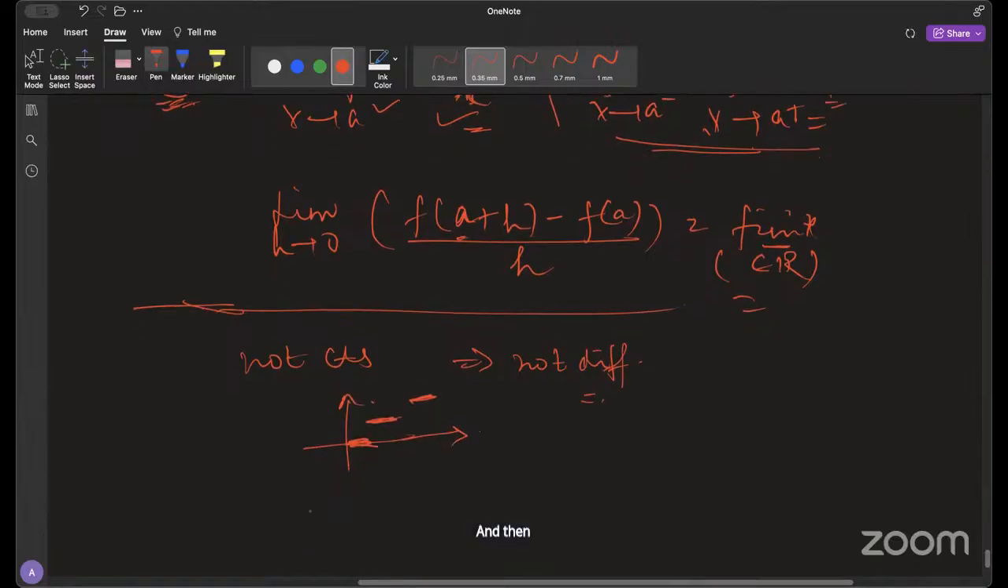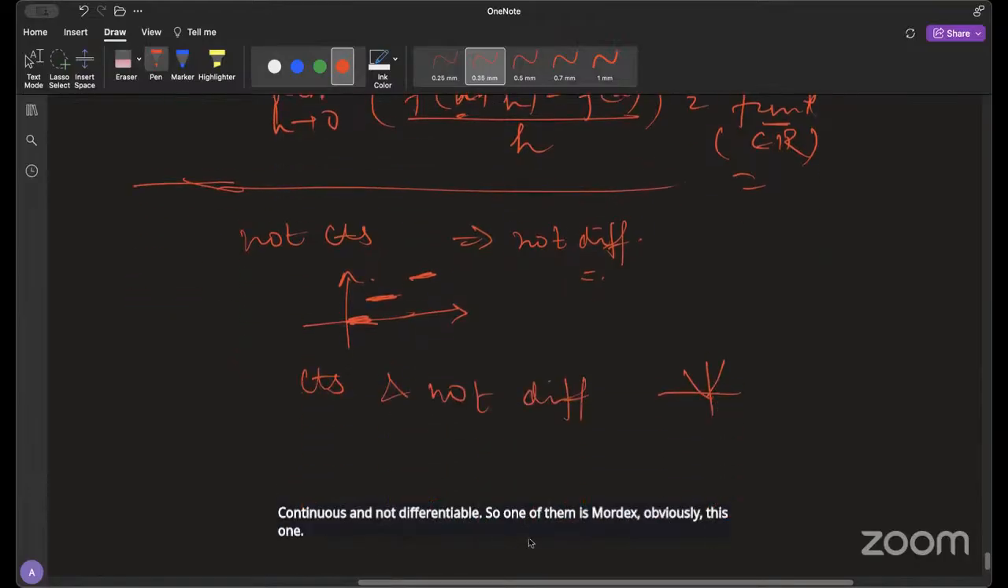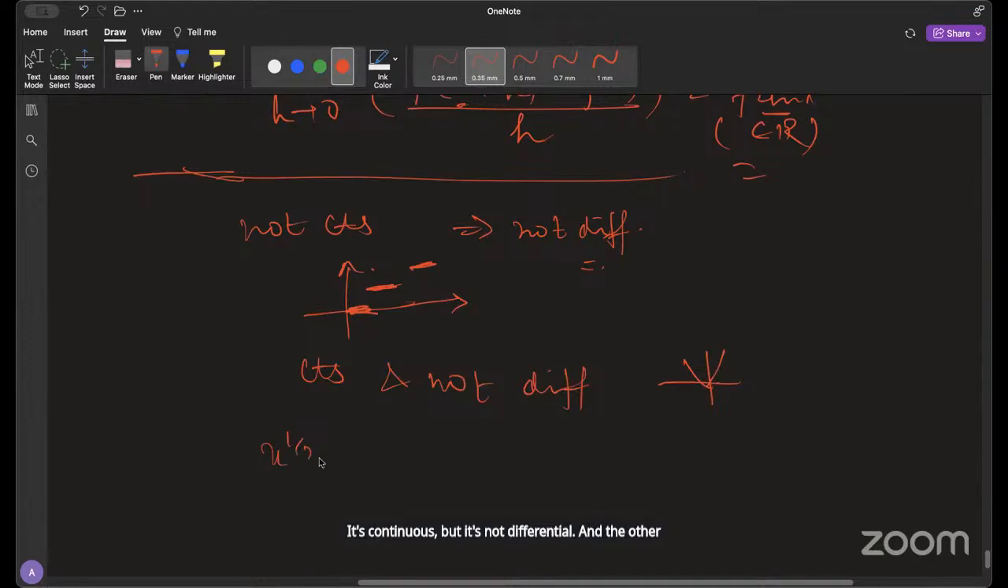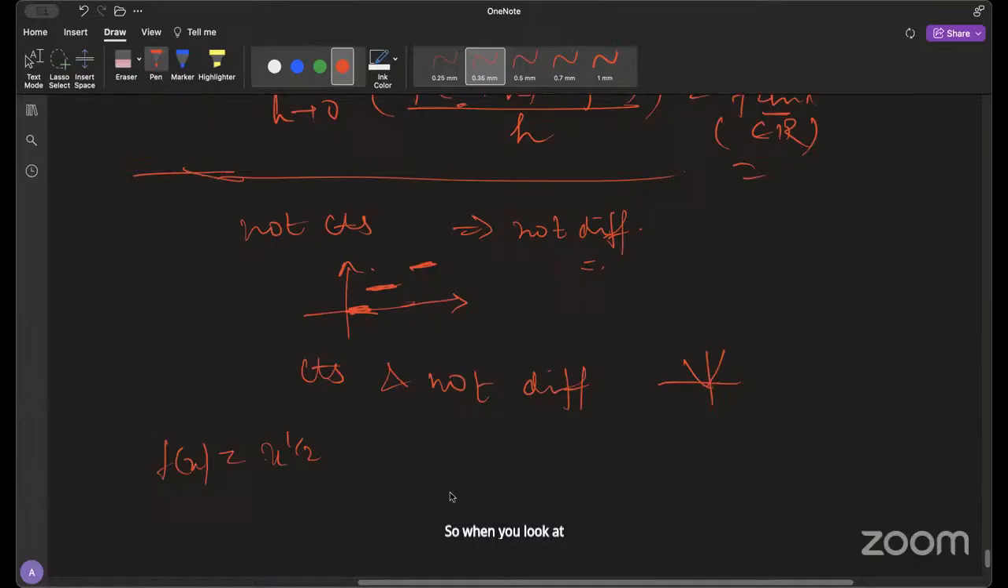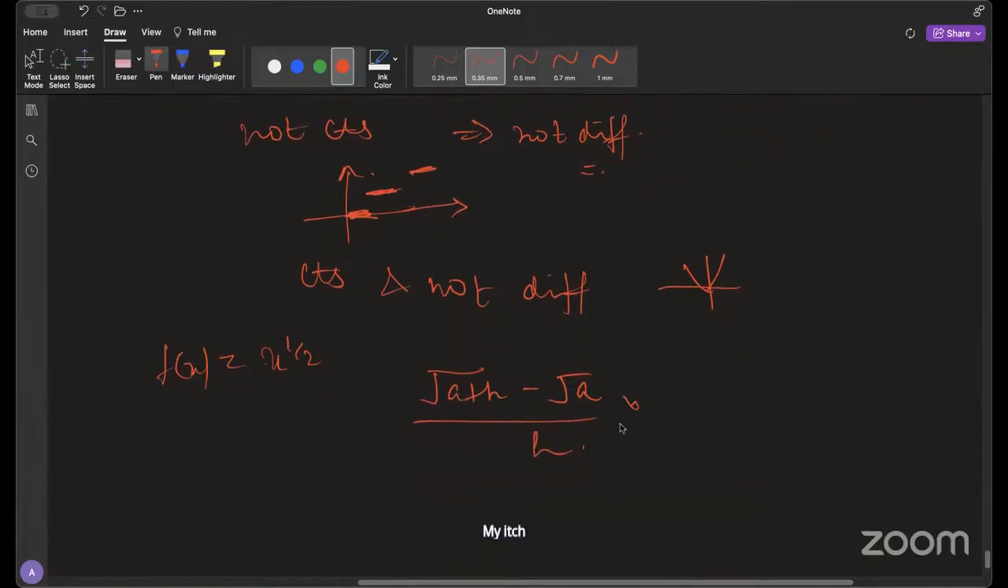Then we'll discuss functions that are continuous but still not differentiable. One of them is mod x, obviously. It's continuous, but it's not differentiable. And the other one is x to the power 1 by 2. When you look at this function, you'll have square root of a plus h minus square root of a, by h. We are doing it quickly. If there's any doubt in any step, you can ask.